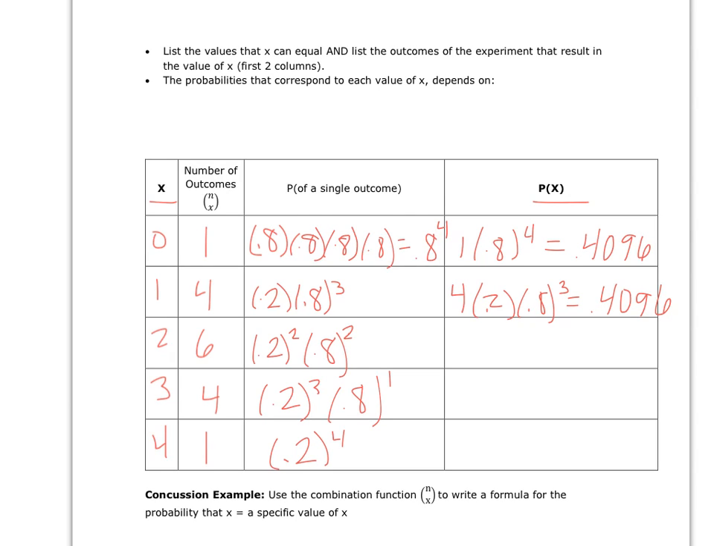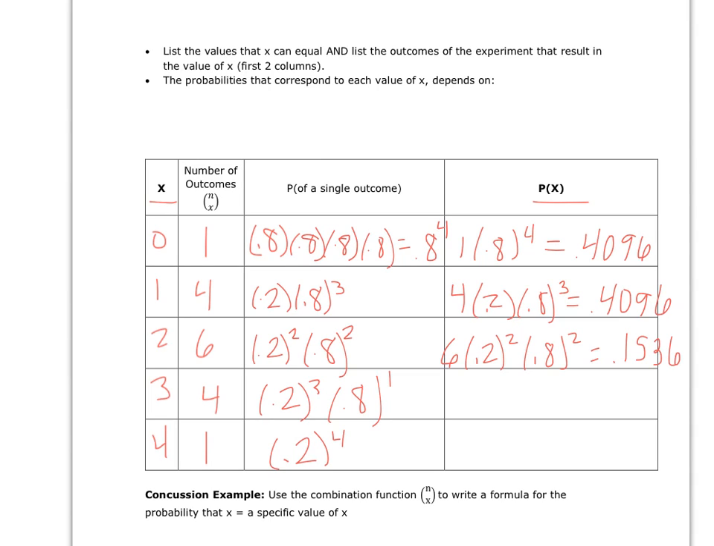Okay, so same thing for x equal to 2. 6 ways that can happen. And so we take that probability of a single outcome and we multiply it by 6. So 0.2 squared times 0.8 squared. Okay. That gives us a probability of 0.1536.